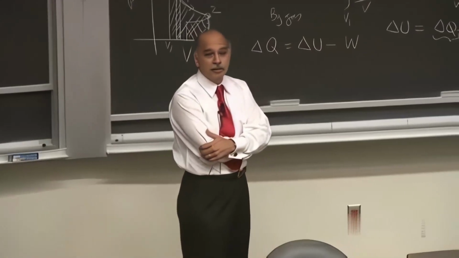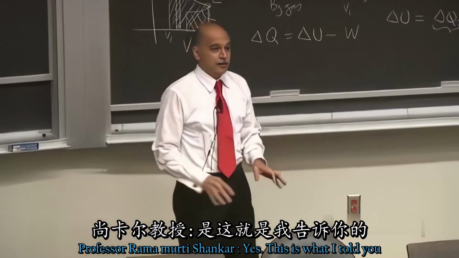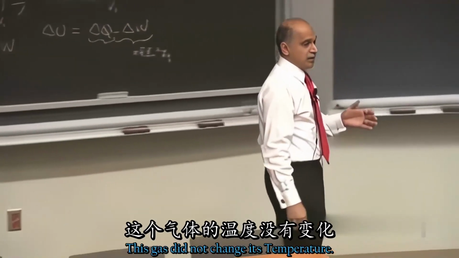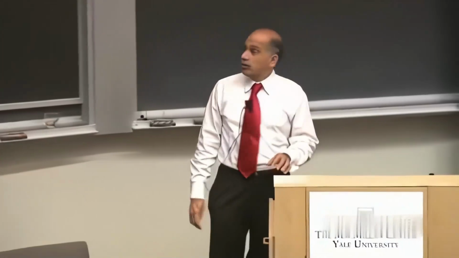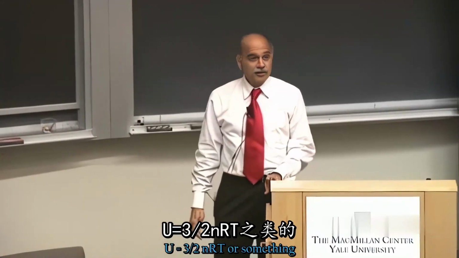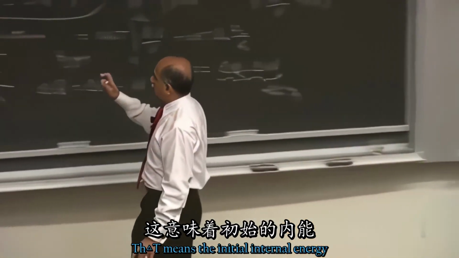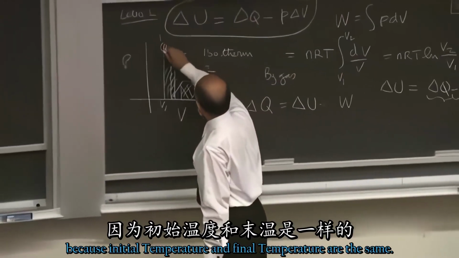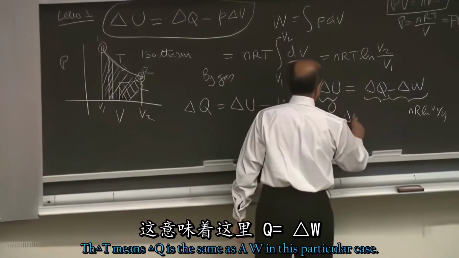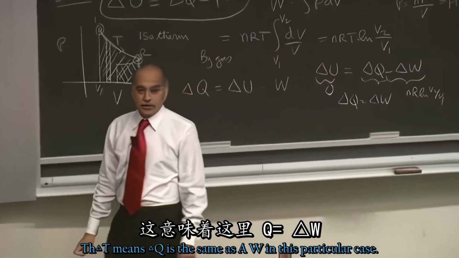Yes? Temperature is constant, so delta U is 0. Yes. This is what I told you is a fact that people do not constantly remember, but you must. This gas did not change its temperature. Go back to equation number, whatever I wrote down, U equals 3/2 nRT or something. T doesn't change, U doesn't change. That means the initial internal energy and final internal energy are the same, because the initial temperature and final temperature are the same. So this guy has to be 0. That means delta Q is the same as delta W in this particular case.